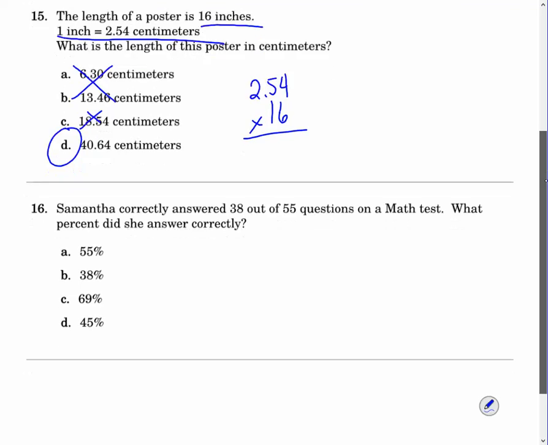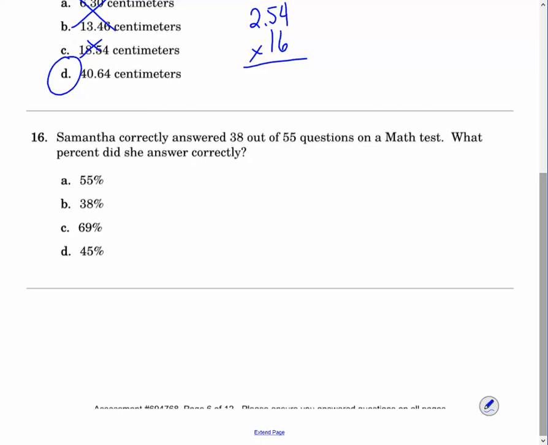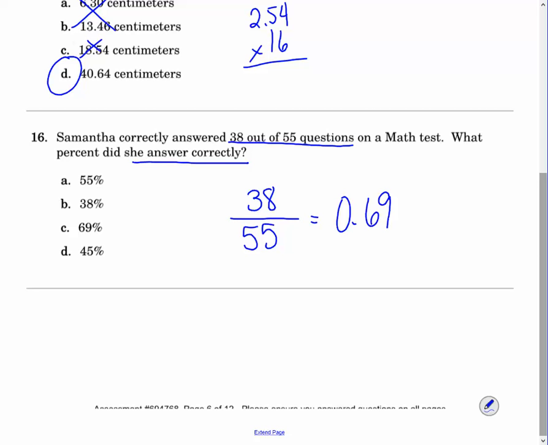That is your answer. All right, number 16, Samantha correctly answered 38 out of 55 questions on a math test. What percent did she answer correctly? So we are finding 38 part over whole, 55 total, right? So 38 divided by 55. If we tried to scale it up to 100, it would not work. So we have to use the division method, because that 55 is not a magical denominator. You're going to get 0.6909, and so on. So you've got to move this 2 spots to the right, and that would give you 69%.